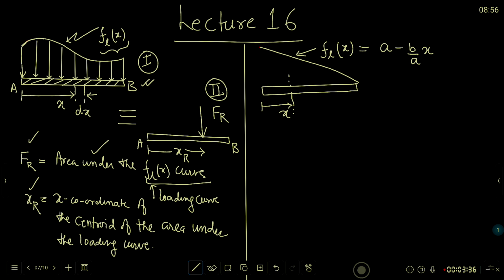So you go to any location x, the value of FL at that point is a constant, and that constant is this. The magnitude of this line distributed force at the left end is A, and the unit of A is of course Newton per meter. And here I am taking the length of the rigid body as B, right?